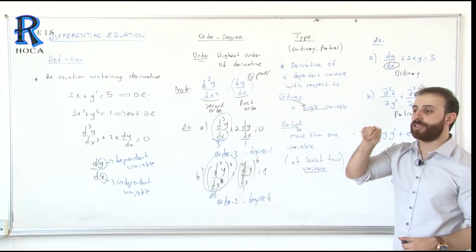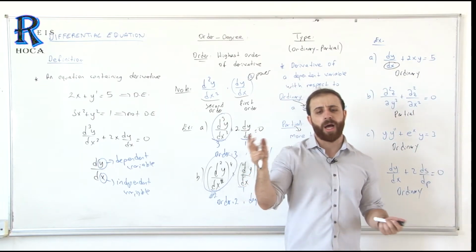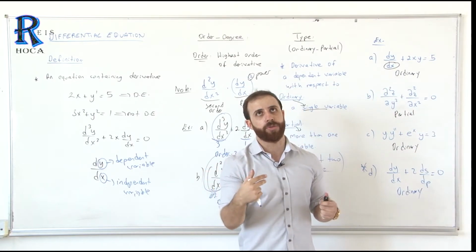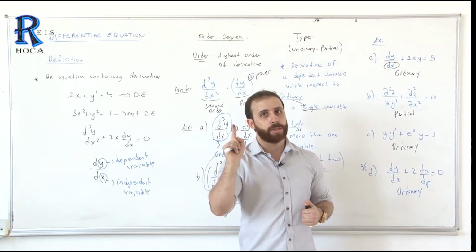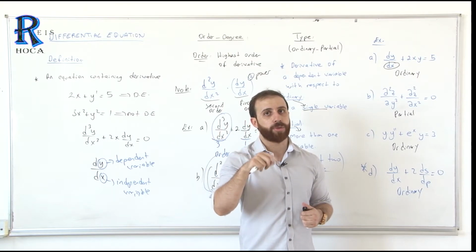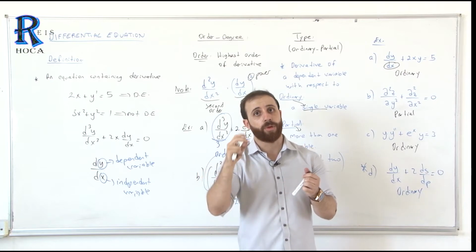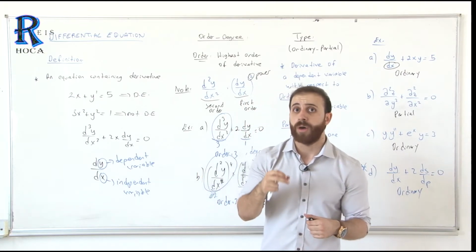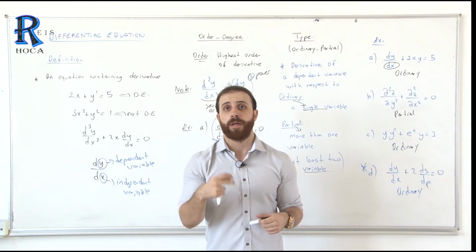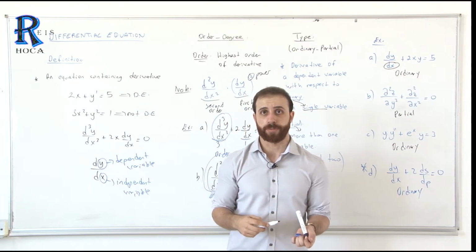Be careful about part B. Don't just check the denominator. So I check the denominator. According to the denominator, this is partial because we have more than one variable. No: same variable with respect to a single variable or more than one variable. You have to check this one. And this is ordinary and partial differential equation.